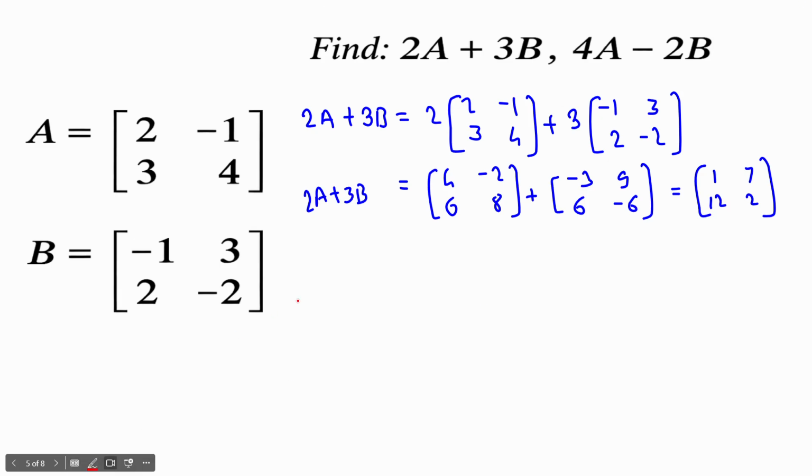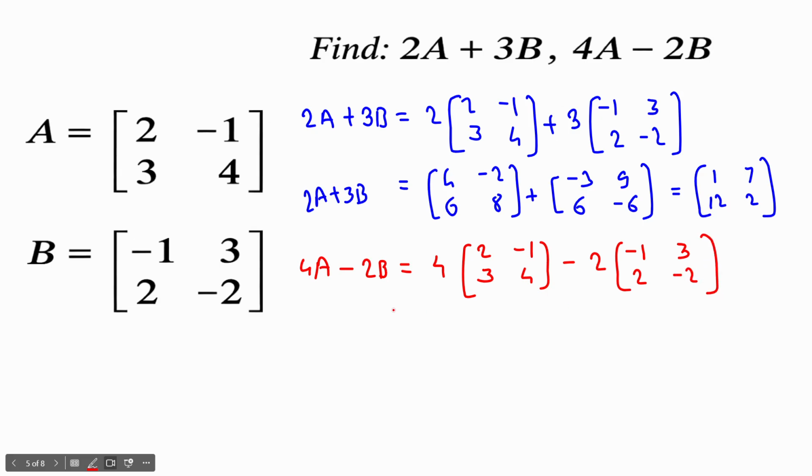In a similar way, you have to find the 4A minus 2B matrix. What we have to find? The 4A minus 2B matrix. So again the same, what I'm doing first, I'm multiplying 4 to the A matrix, that is 2, minus 1, 3, 4, minus 2 into the B matrix, that is minus 1, 3, 2 and minus 2. I'm multiplying 4 inside to each term, so we'll get 4 times 2 will be 8, 4 times minus 1 is minus 4, 4 times 3 is 12, and 4 times 4 will be 16.